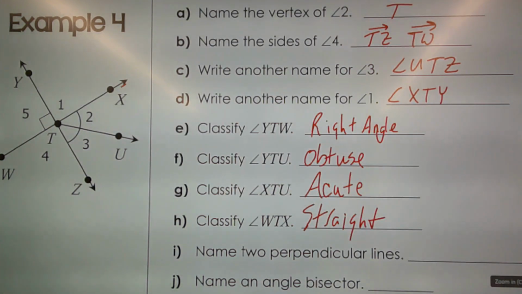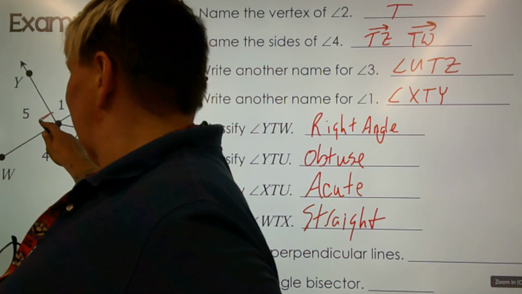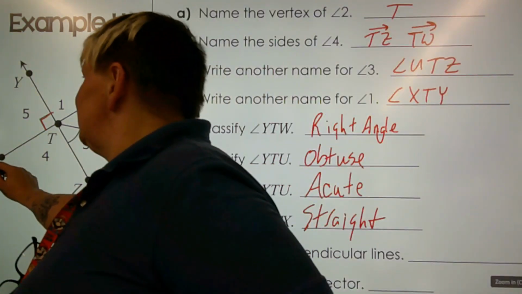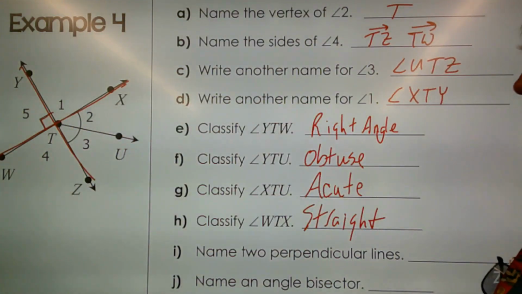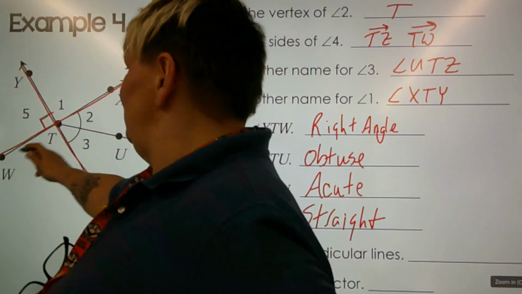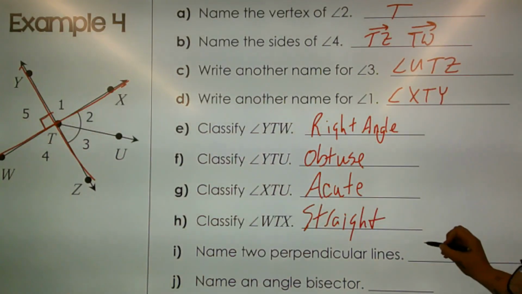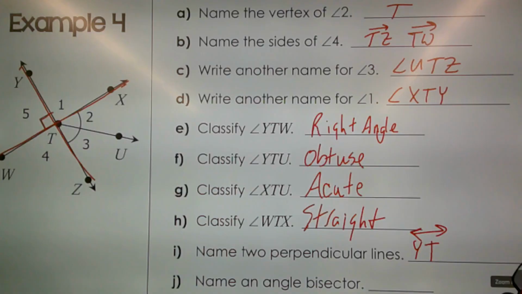Name two perpendicular lines. Remember, they're lines that intersect, creating a 90-degree angle, which means that this line and this line are perpendicular. So all I have to do is find a way to tell you I'm talking about these two lines. 2 points make a line. So you could say line YT, and you could say line WT.